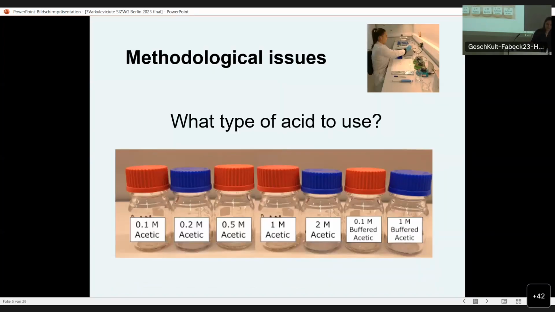There are some methodological issues that we have in the literature at the moment. While it is pretty much agreed that we should use acetic acid, there's still no consensus whether it should be buffered or unbuffered. People use both. There is some evidence suggesting that buffered acetic acid results in less sample loss. However, it's not been fully replicated.